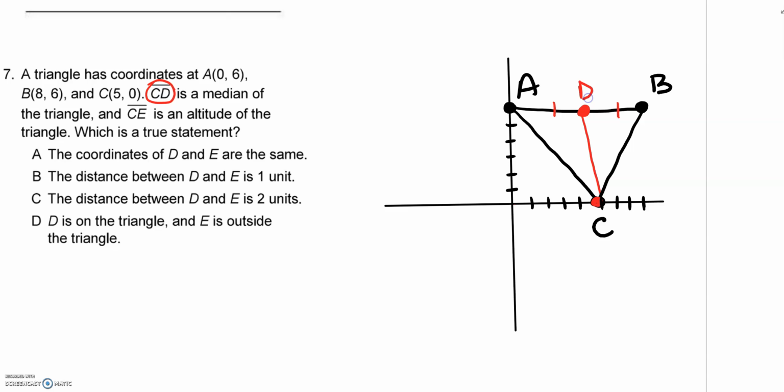So this is D. And then my altitude CE is going to go from the opposite vertex, and it's going to go perpendicular to the opposite side. So I'm going to have a vertical line go straight through C. And that gives me point E. So while D's location wound up being at 4, 6, E's location wound up at 5, 6, which means they are 1 unit apart from each other.